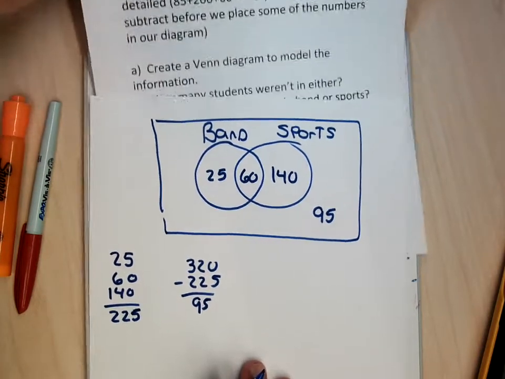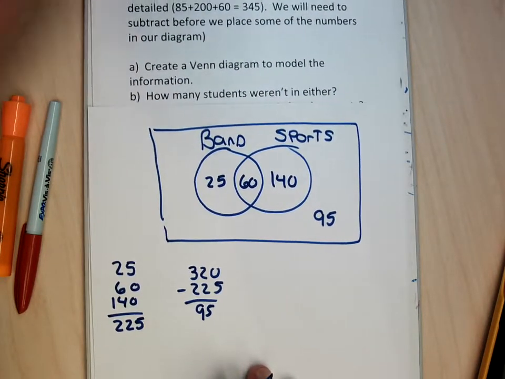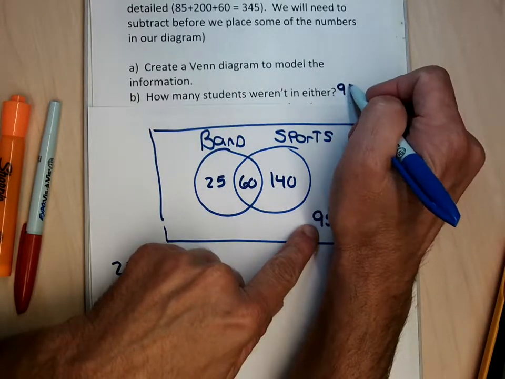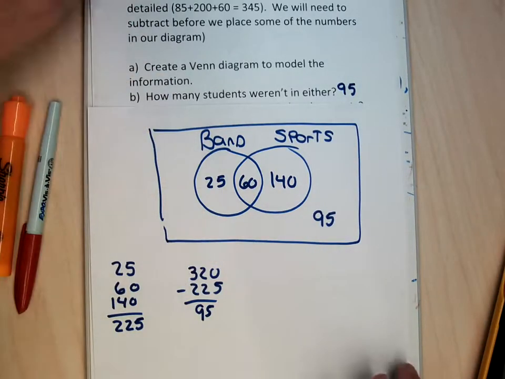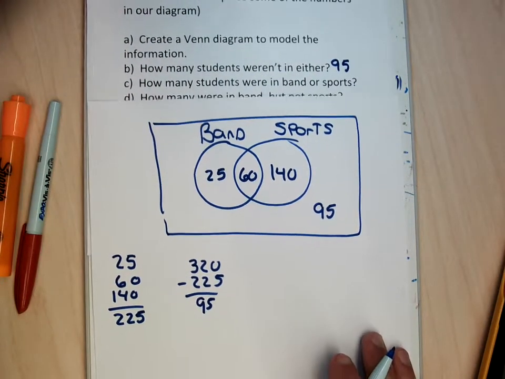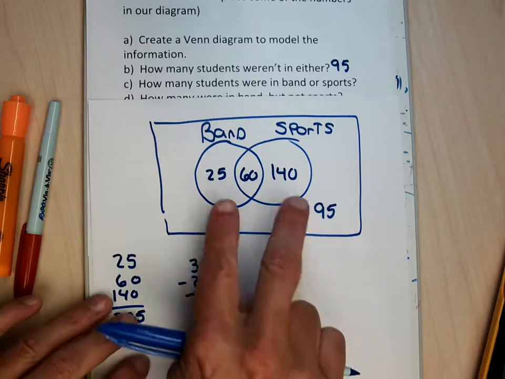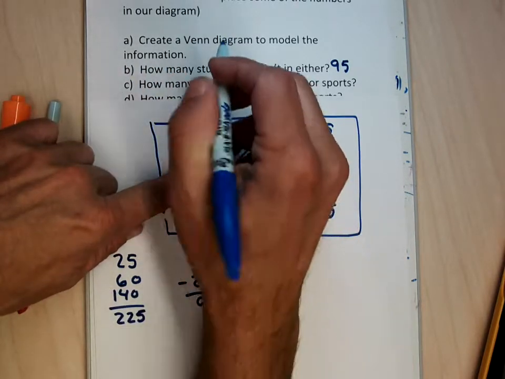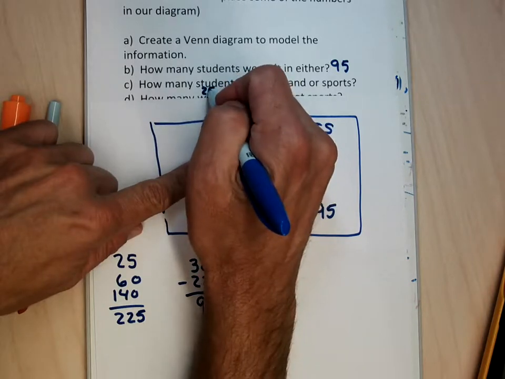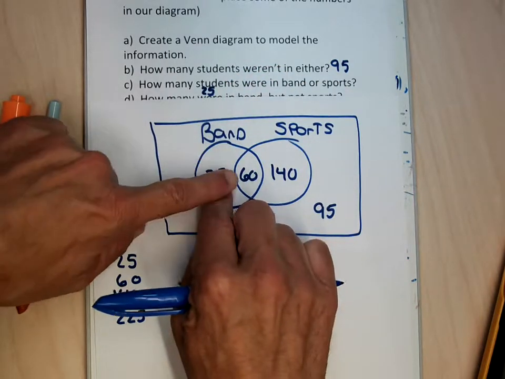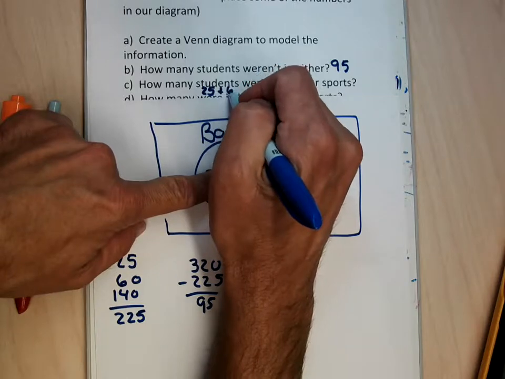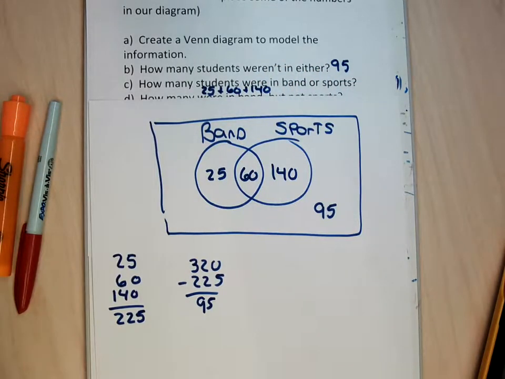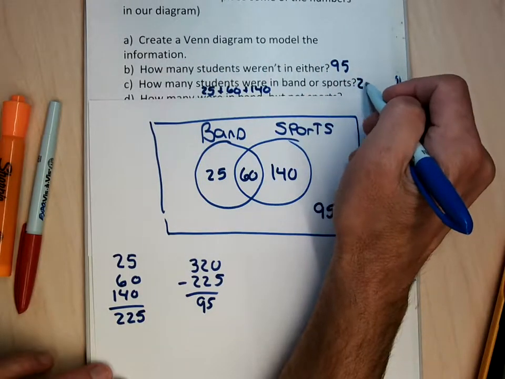Now let me answer some questions about it. First question, how many students weren't in either? Well, that's the 95 right there. That's a freebie. Second question, how many students were in band or sports? Well, then I add up all the numbers. For the ors, I add up all the numbers in either of the circles. So for part C, I'm adding up the 25 in the band only, the 60 in both, and the 140 in sports, and I think that adds up to 225.